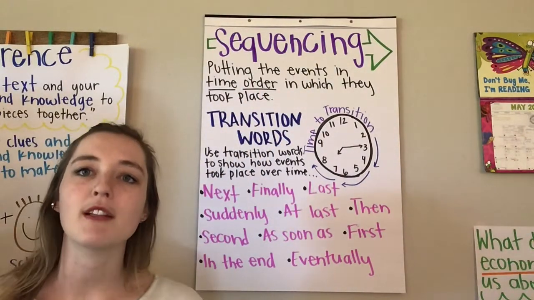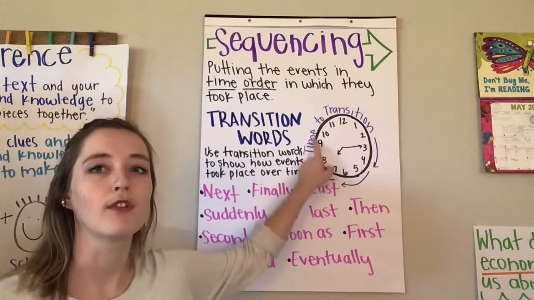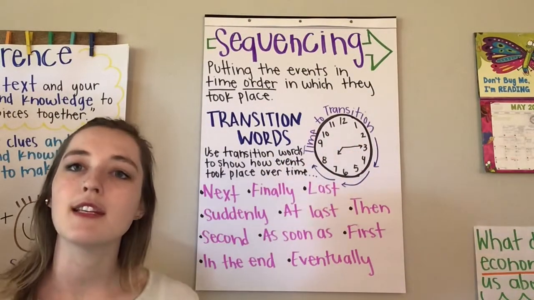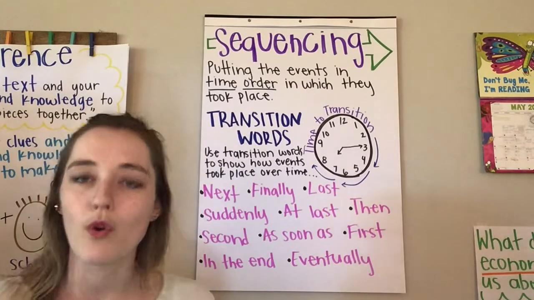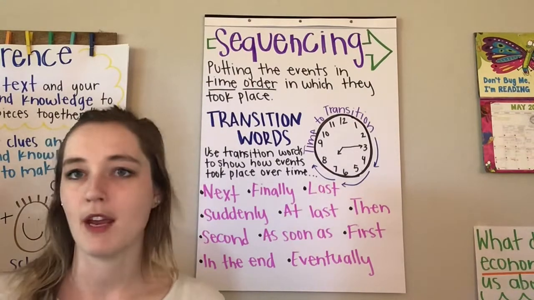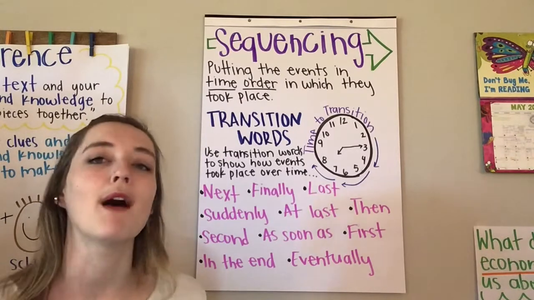When we're thinking about sequencing, always think of a clock, right? What happens early in the day, in the afternoon, and then in the nighttime. Talking about sequencing in the order that things happen. It can happen per day, per week, per month.